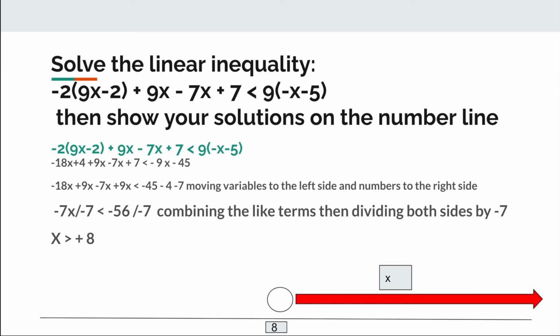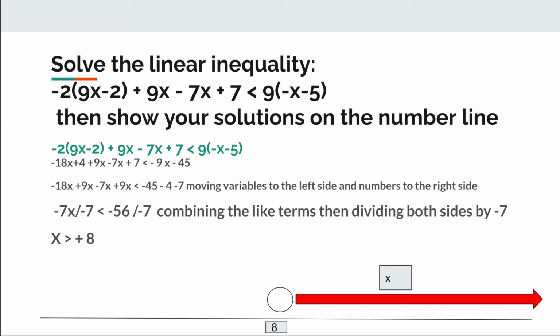Remember, I flipped the direction of the inequality. Why? Because I divided both sides by negative 7, because it's negative. So negative 7 divided by negative 7 is 1. So x greater than negative 56 divided by negative 7, which is 8.